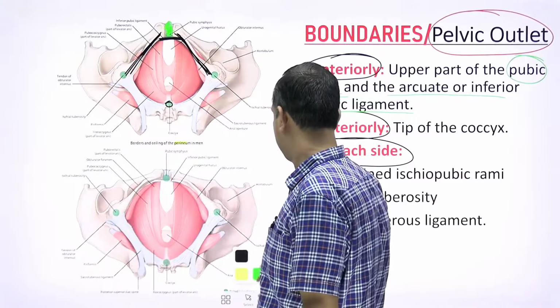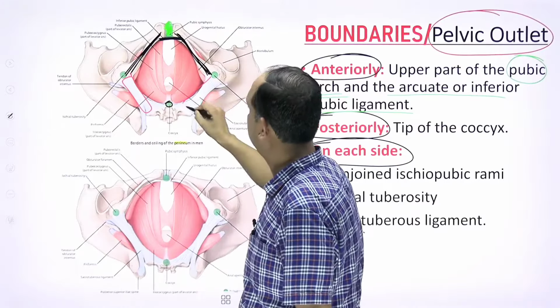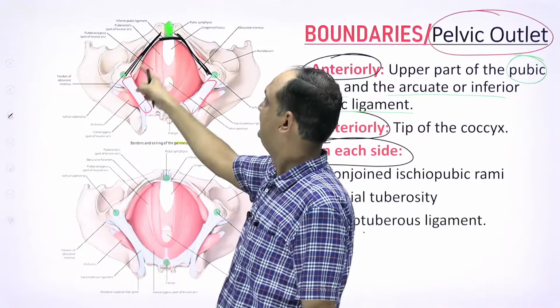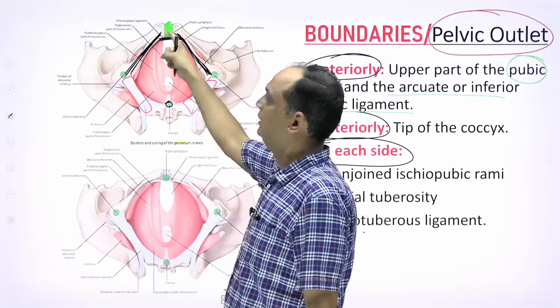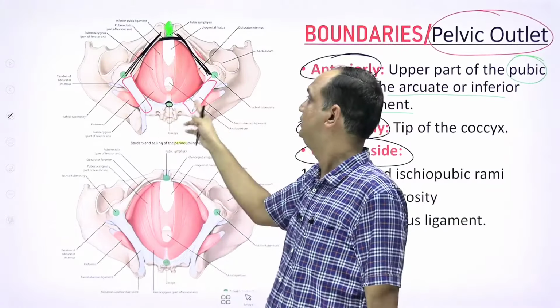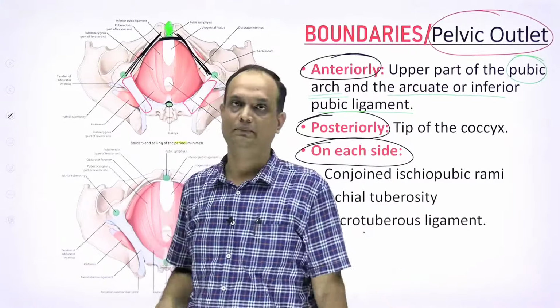So where is the sacrotuberous ligament? This is your sacrotuberous ligament on both sides. You will see that it forms a diamond-shaped boundary, and this diamond-shaped pelvic outlet is known as the boundaries of the perineum.